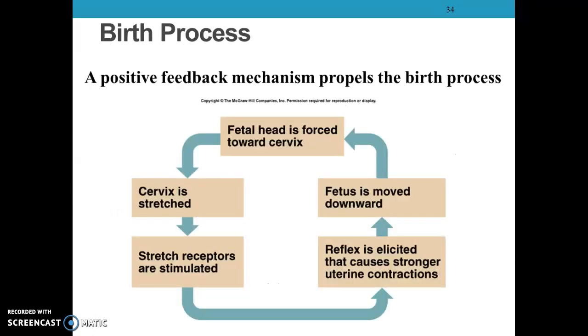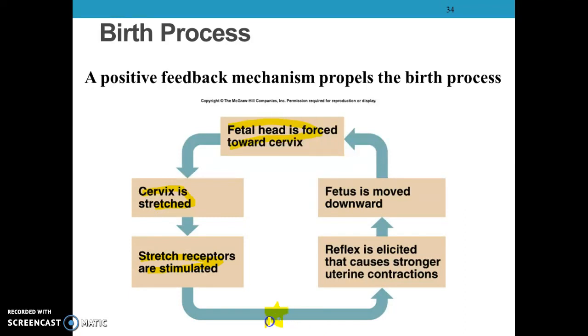And we can see that right here. Positive feedback mechanism propels the birth process. So start up top. The fetal head is forced towards the cervix. This means that the cervix is stretched. Stretch receptors are stimulated. Now, you could add a box right here. They skipped this, but this is actually a pretty important point.